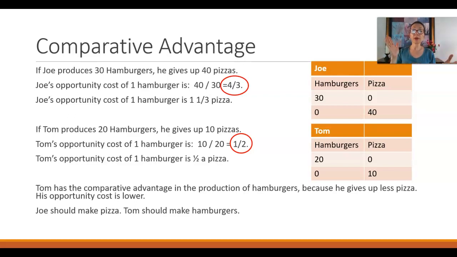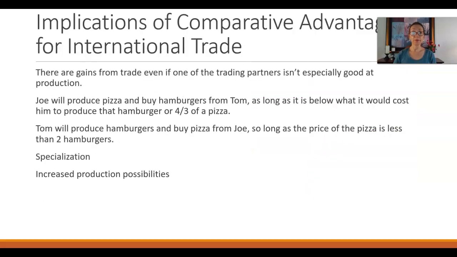So if we were to figure out who should be making what, we would tell Joe, Joe, you make the pizza. Tom, you make the hamburgers. And this way, they're both making that product that costs them the least in terms of giving up something else. Then both Joe and Tom can engage in trade, and they would both be able to enjoy pizza and hamburgers.